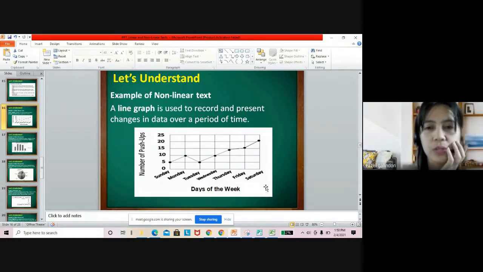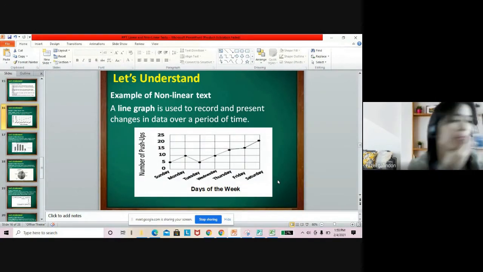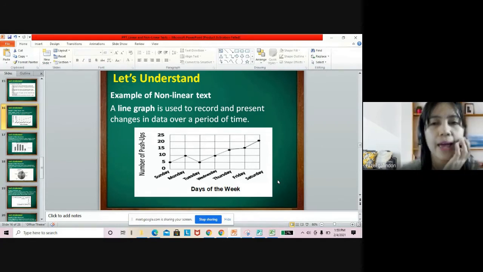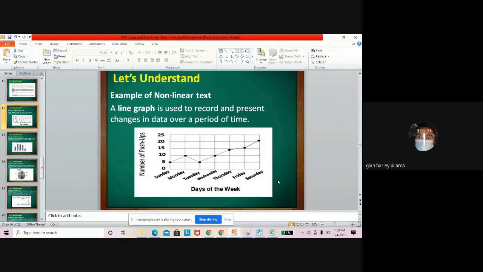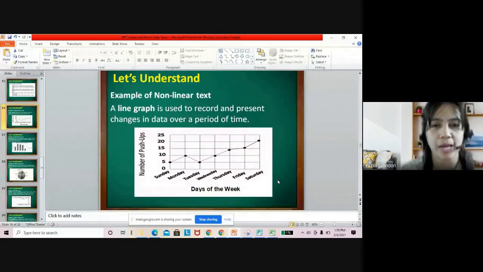Okay, very good. So we can see here the dot at number 20 is exactly aligned with Saturday. So meaning Piolo Pascual made 20 push-ups on Saturday. How about on Tuesday? 5. Yes, he made 5 push-ups on Tuesday.